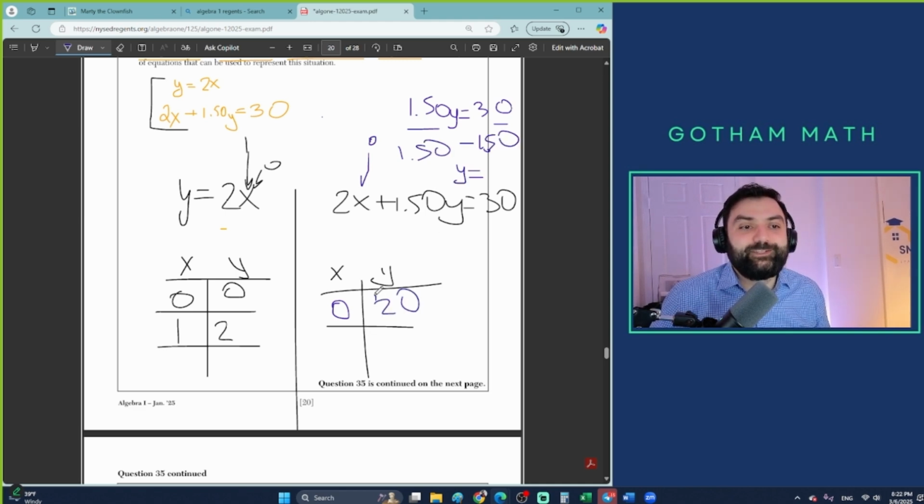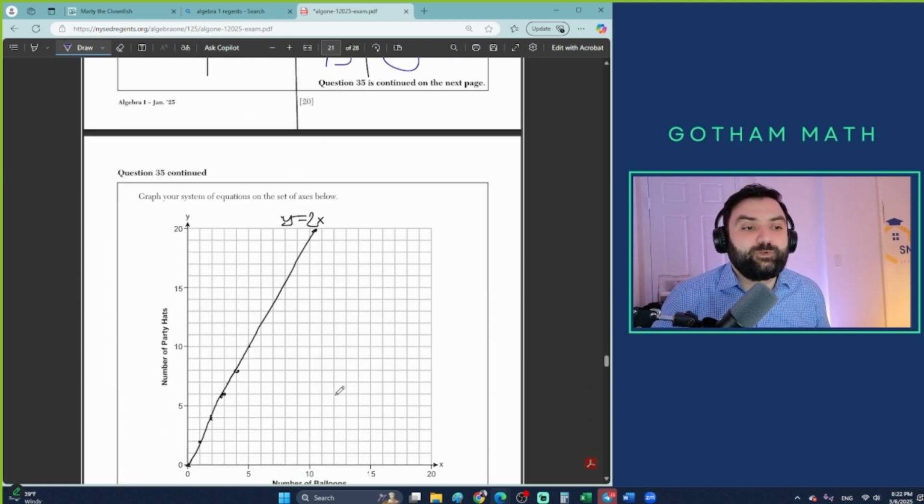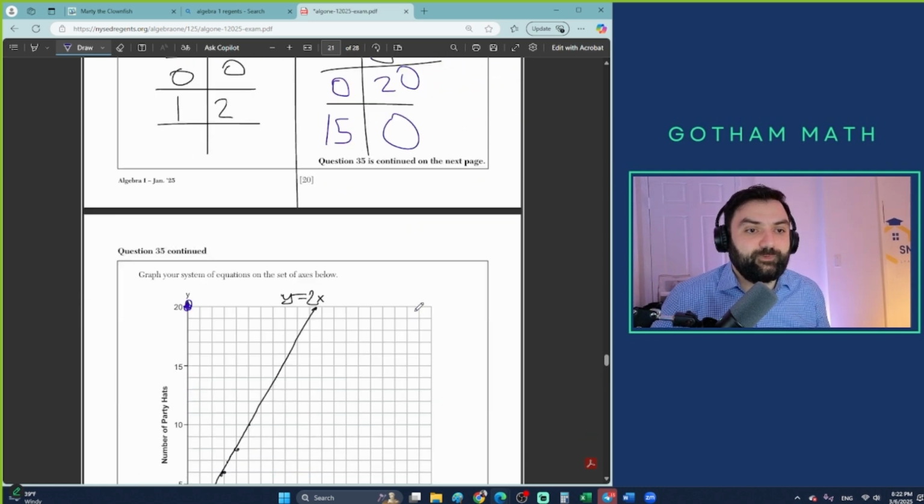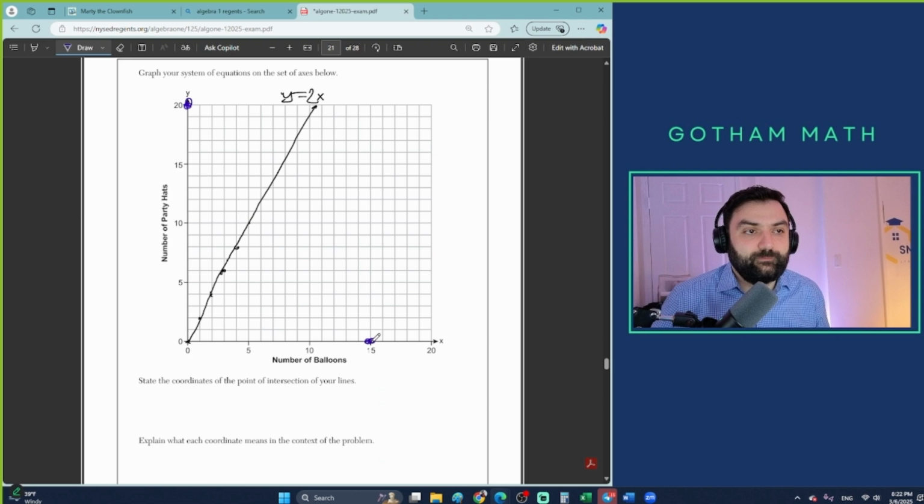Now, you can use 0 again, but not for x. You can use 0 for y. If you plug in 0 there, it's going to be 2x equals 30, which when you divide by 2 is going to be 15. So 0, 20, and 15, 0. And then you can connect it. You need a ruler to do it, but I won't be able to do it with a mouse for sure. Something like that.